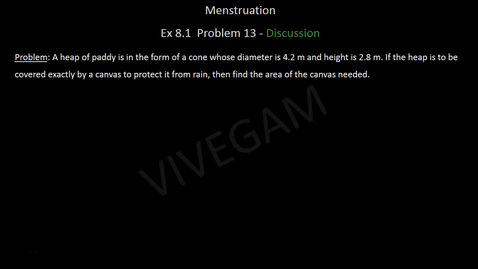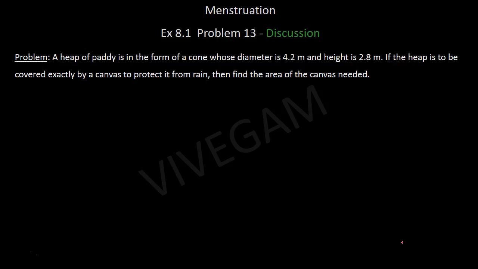Let's read the problem. A heap of paddy is in the form of a cone whose diameter is 4.2 meters and height is 2.8 meters. If the heap is to be covered exactly by a canvas to protect it from rain, then find the area of the canvas needed.